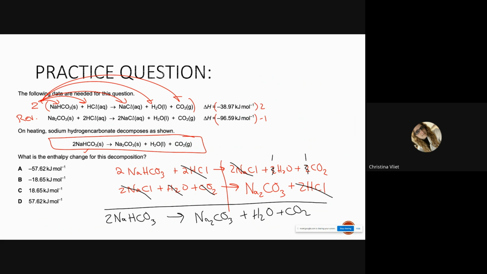Now we have to do the math. Multiply this by 2, so the enthalpy is also multiplied by 2. So you do 2 times negative 38.97, which is negative 77.94. And the second one is just positive 96.59. Now, if you can combine these reactions together, the important thing to recognize is you can also combine their enthalpies together. If you can combine the reactions, you can combine the enthalpies. So you literally just combine these numbers, and what is your answer?